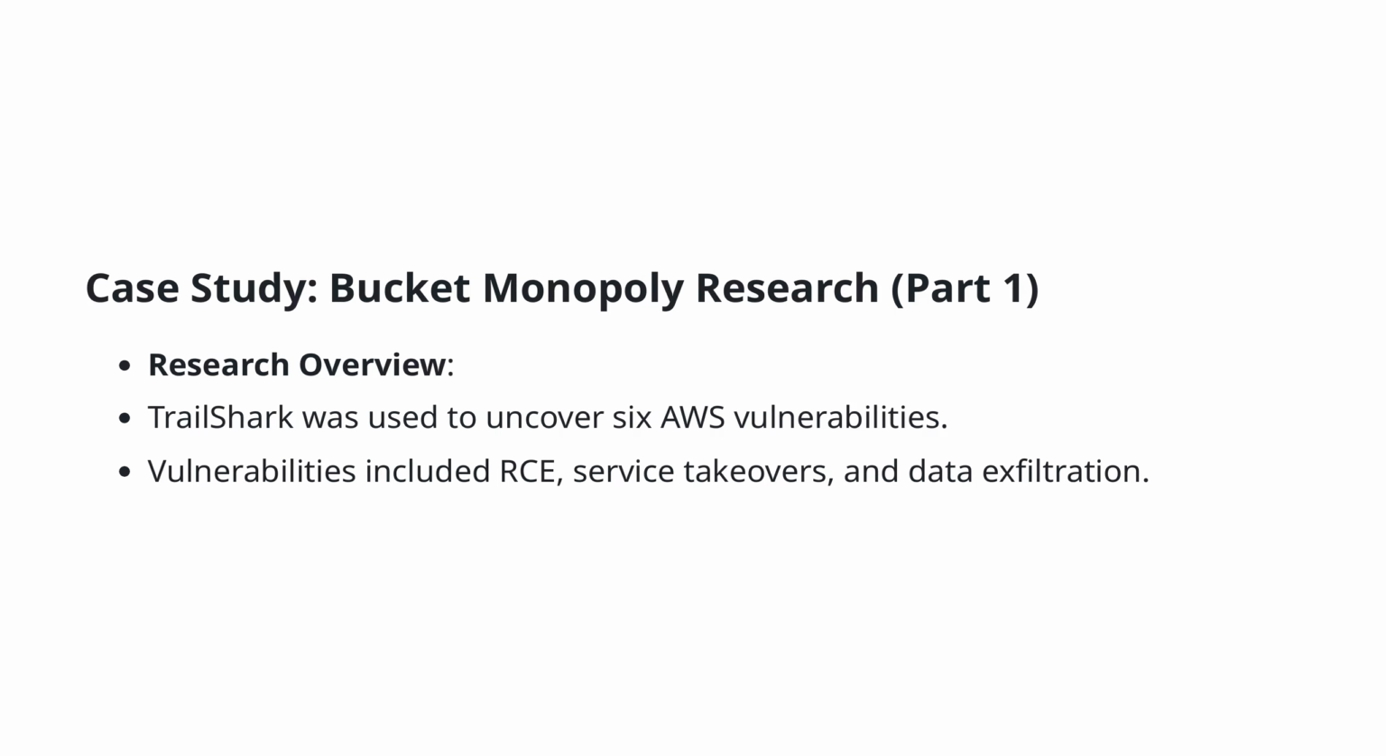In this case study titled Bucket Monopoly Research Part 1, we will explore how TrailShark was used to uncover 6 significant AWS vulnerabilities. In this research overview, we'll discuss how these vulnerabilities included remote code execution, RCE, service takeovers, and data exfiltration. By analyzing these issues, we gain insights into the effective use of TrailShark for identifying and mitigating complex security threats within AWS environments.